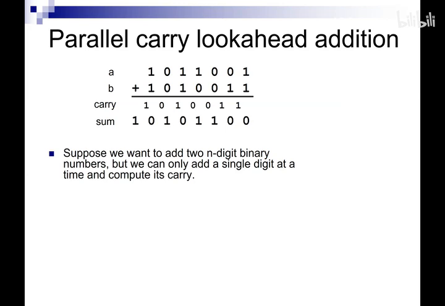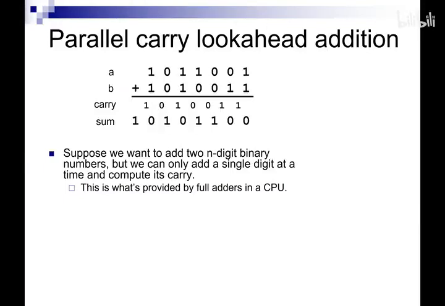Suppose you have a bunch of CPUs, and what these CPUs can do is only add single bits at a time. So you've got a CPU, and if you're given 2 bits from A and B, it can add those together, and it can also compute a carry from that operation. For example, if you add 1 and 1, you get a 0, and then you produce a carry to the next digit.